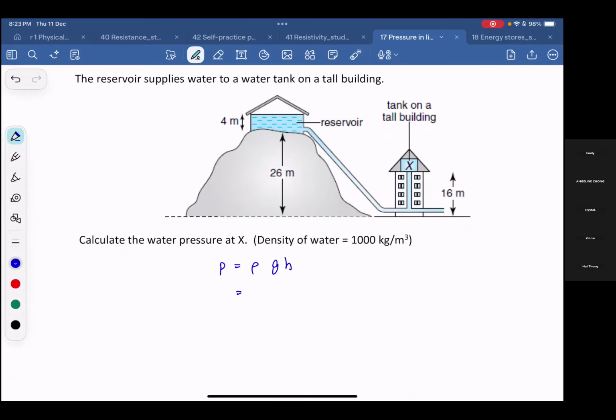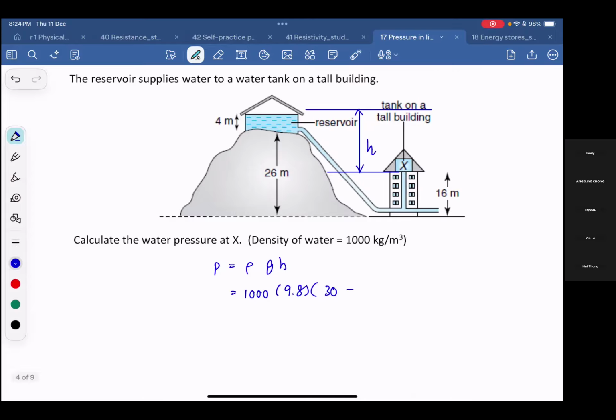Okay, then here density is 1000 times the 9.8, times the height. Okay, it's from here until here. So this one is your depth h. In total is 30 meter minus your bottom part here, 16. So your answer should be 137000 Pascal, in the SI unit.